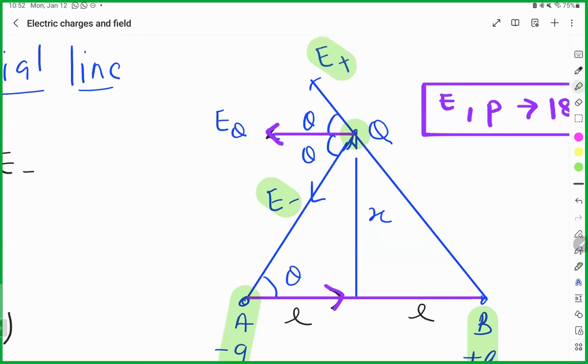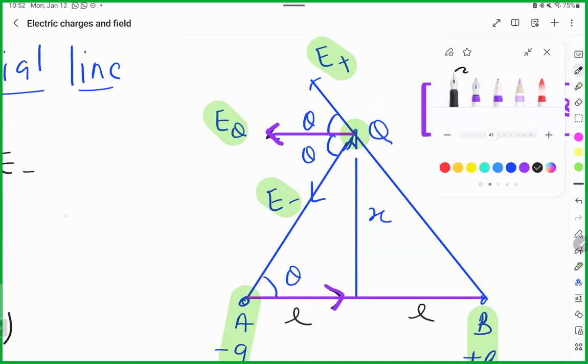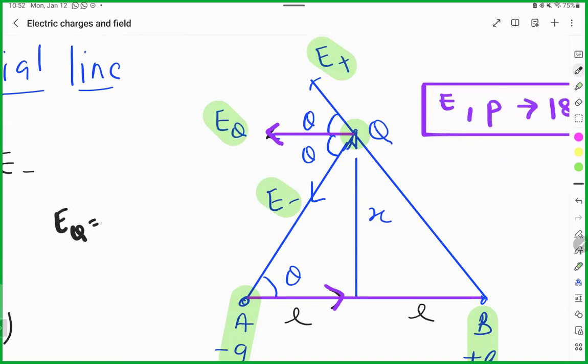What will be the net electric field? This. It's like a resultant force. If you calculate EQ in this case, it will be the square root of E positive square plus E negative square. Makes sense? Because we are calculating the resultant.